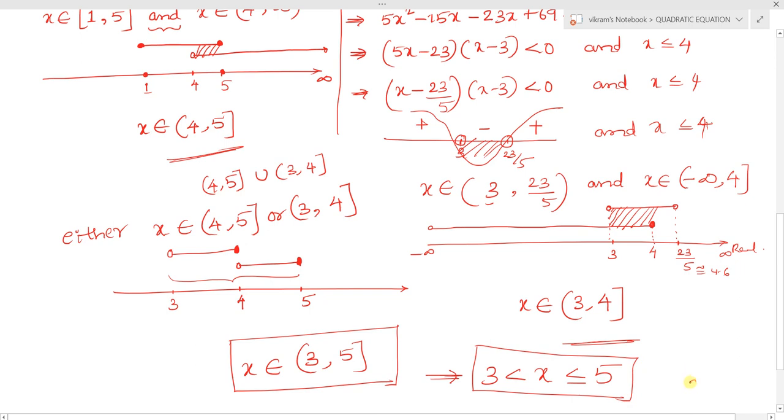That is the first problem. I think you understand this concept very well. Just have patience and watch the whole solution again, and you will get the idea of how to solve the inequality.